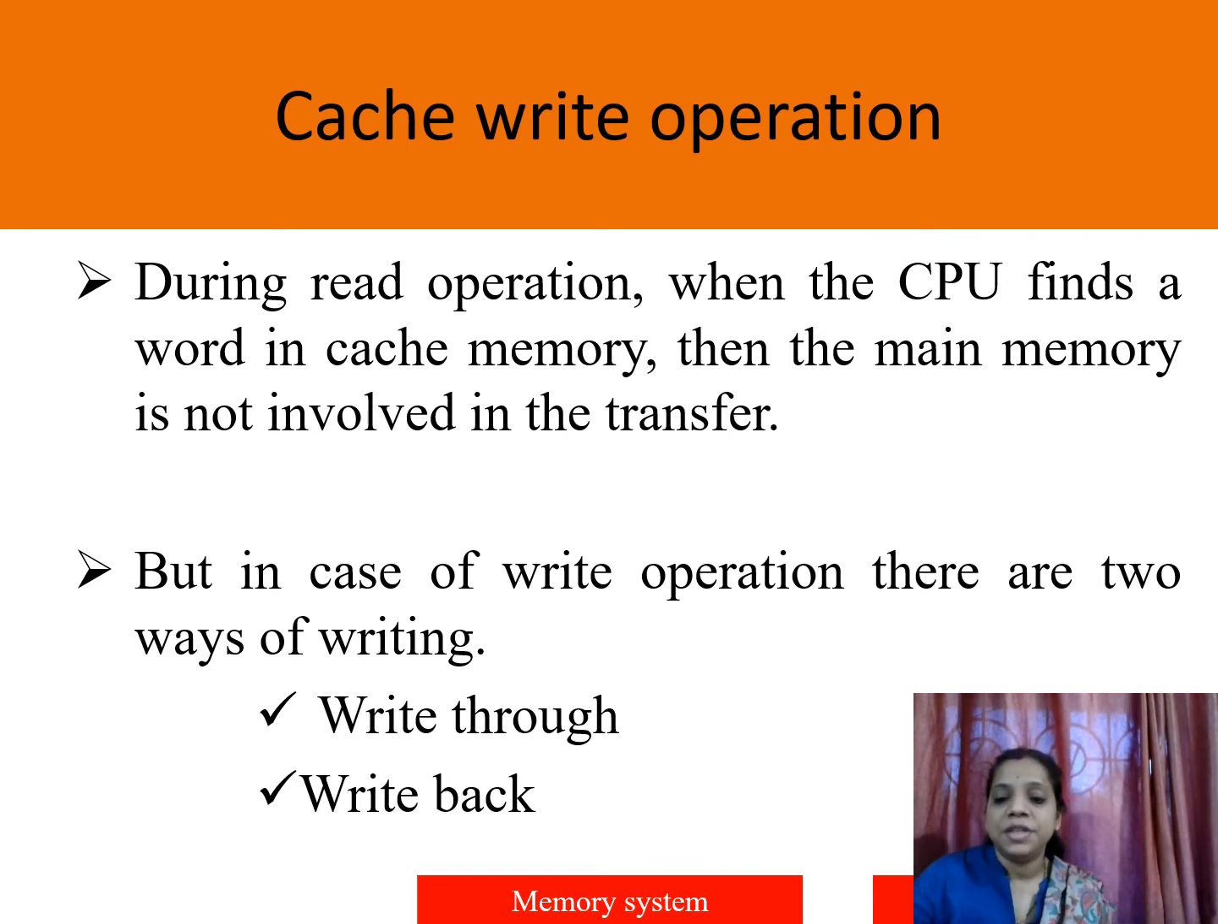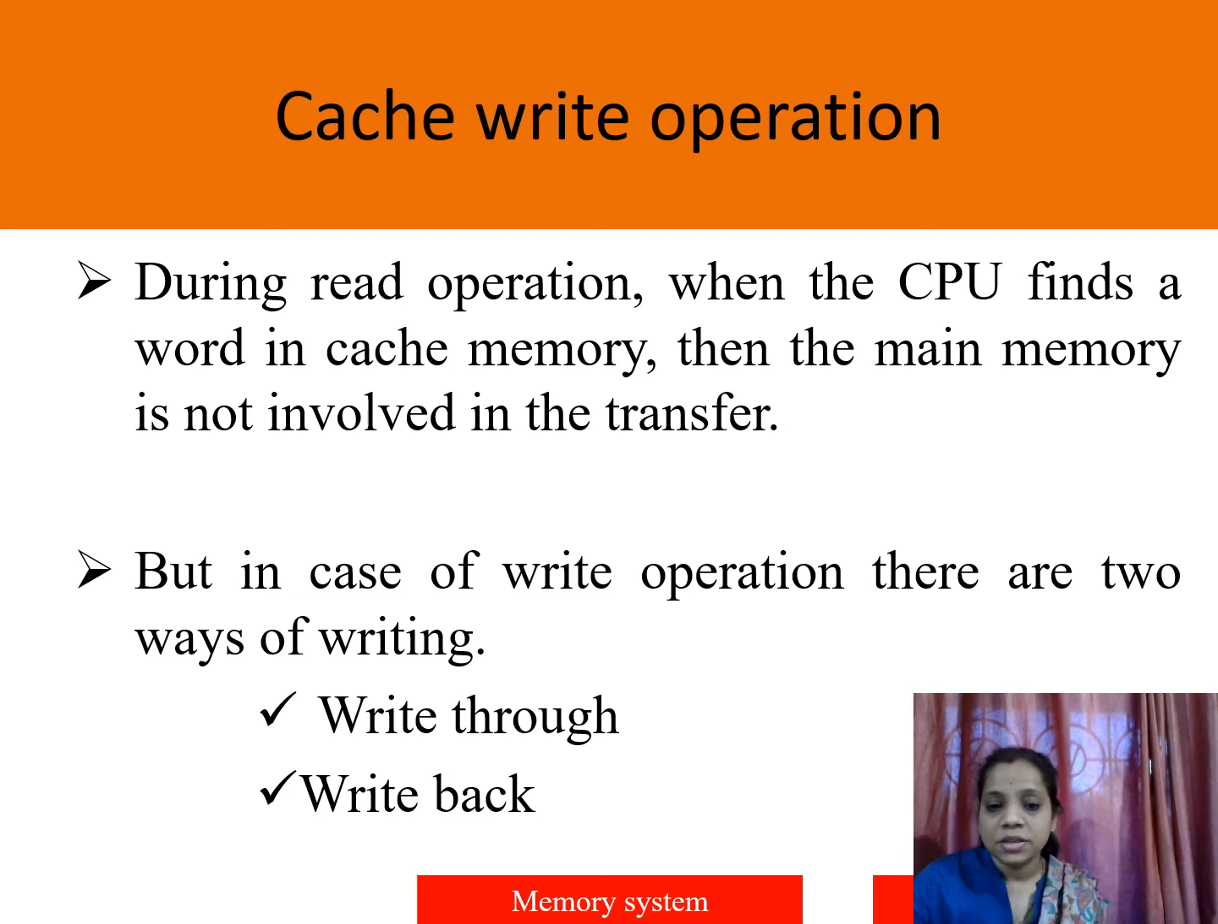And now we have studied that always the CPU searches the word or writes the word to the main memory, sorry, to the cache memory. So main memory should be involved in the transfer. So main memory needs to be updated, and this updation is known as cache write operation. Updation means when the main memory gets updated, obviously the cache memory needs to be updated. And this write operation is completed by any of the ways.